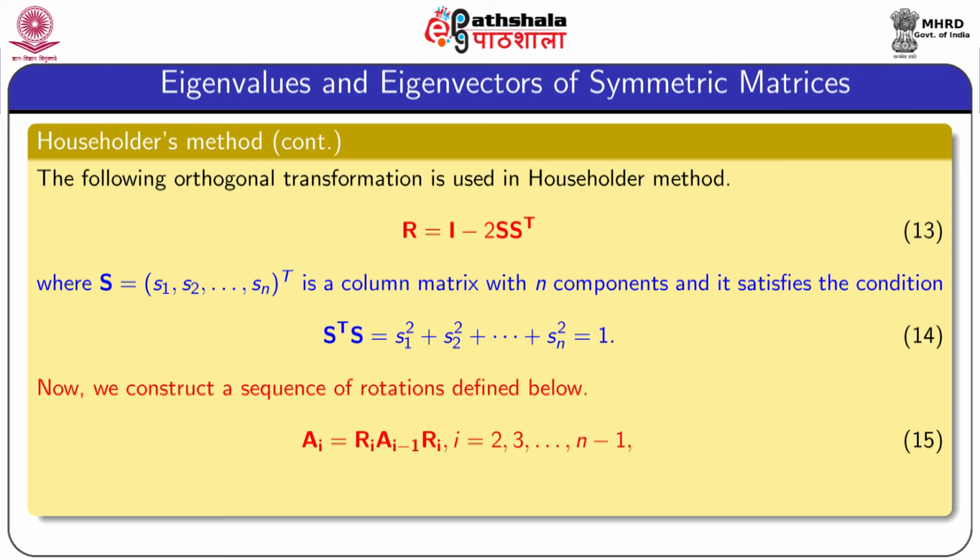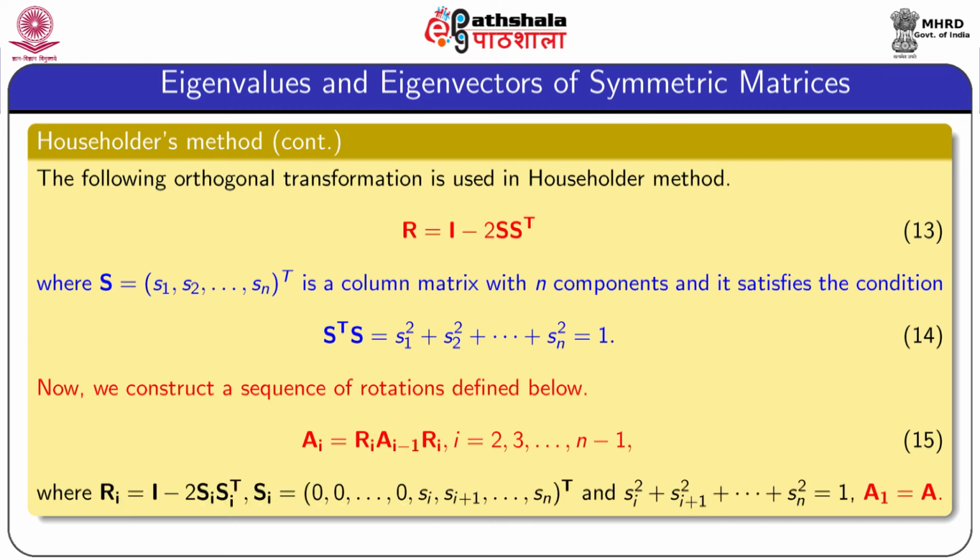Now we construct a sequence of rotations defined below. Ai equal to Ri Ai minus 1 Ri, where i equal to 2, 3 up to n minus 1. So this is the sequence of rotations applied on the given matrix A, where the rotation matrix Ri equal to I minus 2 Si Si transpose, where Si, that means the ith orthogonal transformation vector, is equal to (0, 0, up to 0, si, si plus 1, up to sn). That means the first i minus 1 elements are 0, and the next elements, si to sn, are not necessarily equal to 0, and the elements of this vector Si satisfy the condition si squared plus si plus 1 squared plus dot dot dot plus sn squared equal to 1. That means the sum of the squares of the elements of Si equal to 1, and initially the first transformation matrix A1 equal to A, the given matrix A.